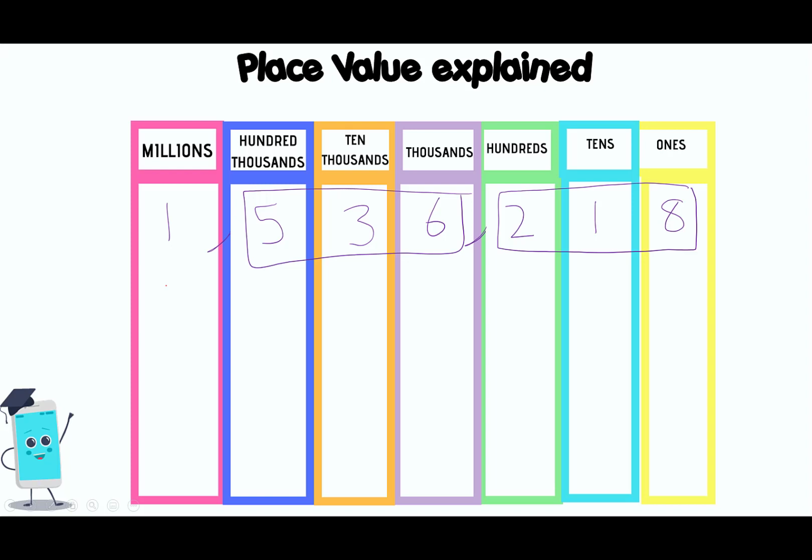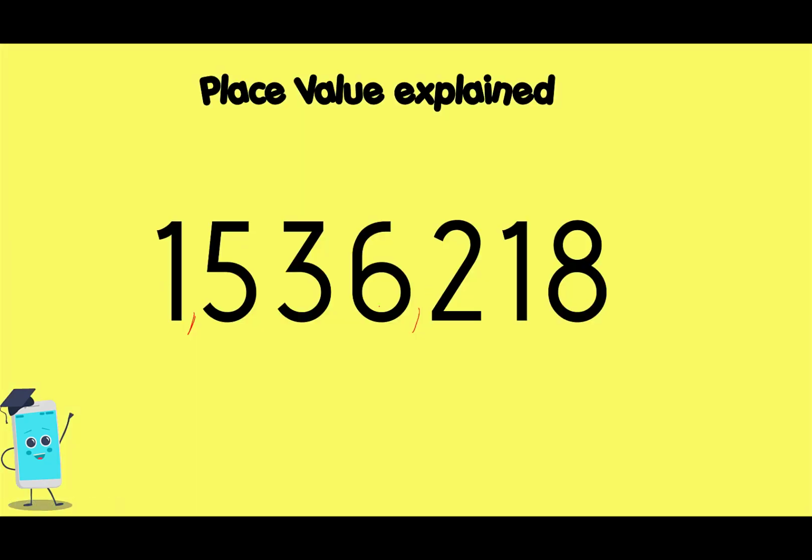So one way to do it would be to just put your separators in, and I know that these are my ones, I know that these are my thousands, and then after my thousands I have my millions. Now in year 5 you just need to know up to 1 million, in year 6 you'll go up to 10 million, and actually if you know up to 1 million, 10 million, 100 million, it's very similar. Well, it's exactly the same concept. So this number, we would be able to read it as 1,536,218.